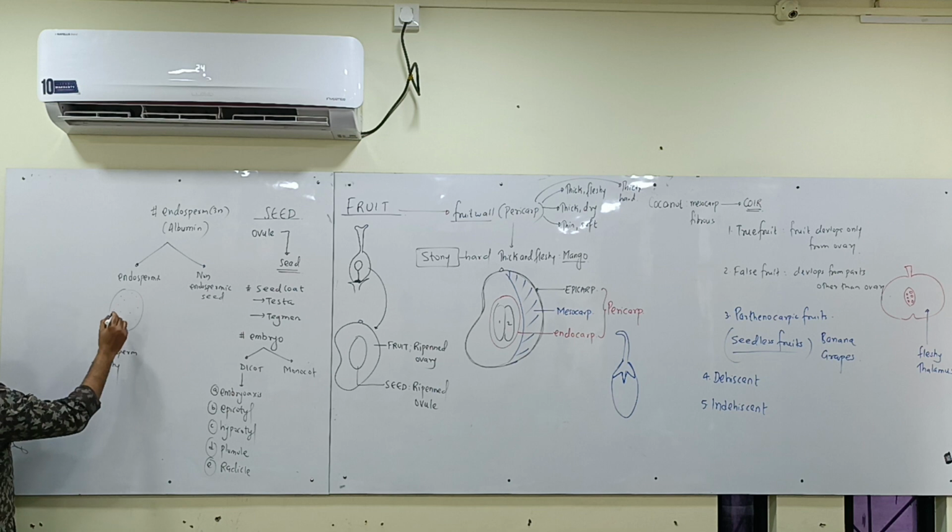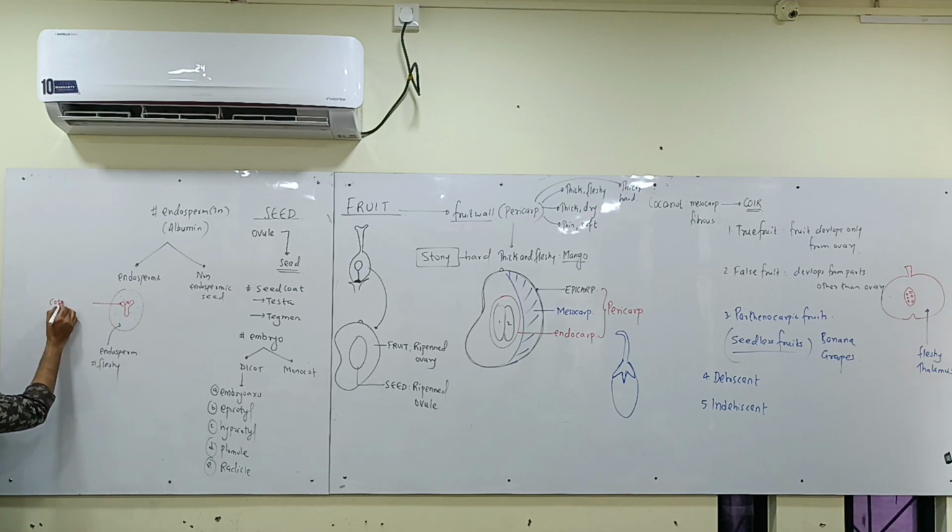whereas the embryo and its cotyledons, the cotyledons will be thin. खाना कहाँ पे स्टोर है? एंडोस्पर्म में. कोटिलीडॉन्स कैसे हैं? थिन हैं. ऐसे सीड को क्या कहेंगे? एंडोस्पर्मिक सीड.